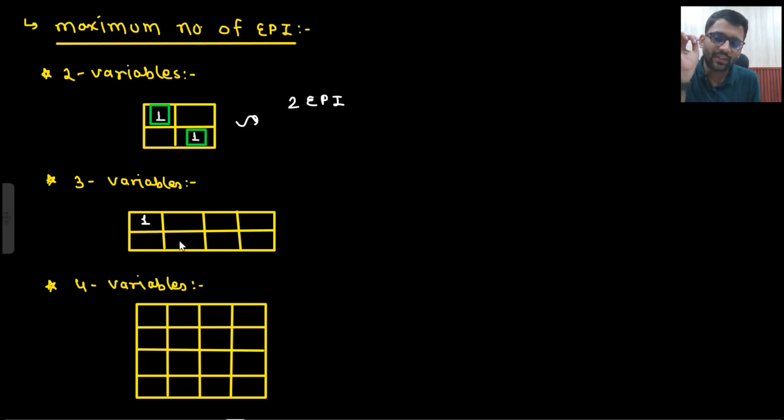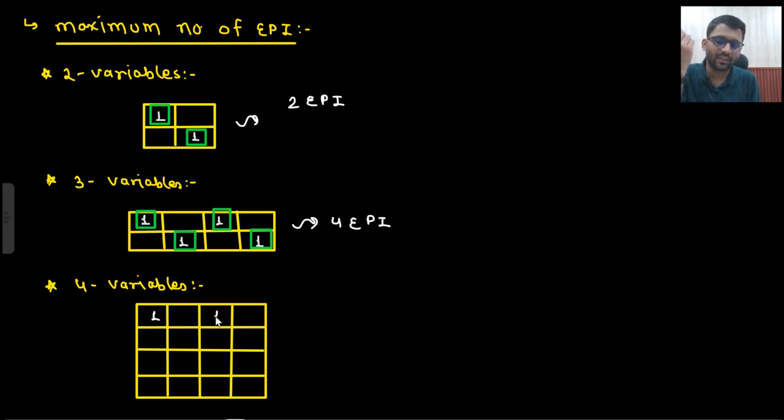If I replace one in this manner, how many pairs will I make? 1, 2, 3 and 4. These 4 pairs I will make. So these 4 are the essential prime implicants. Are you getting this point? Because this one has only this chance, this one has only this chance.